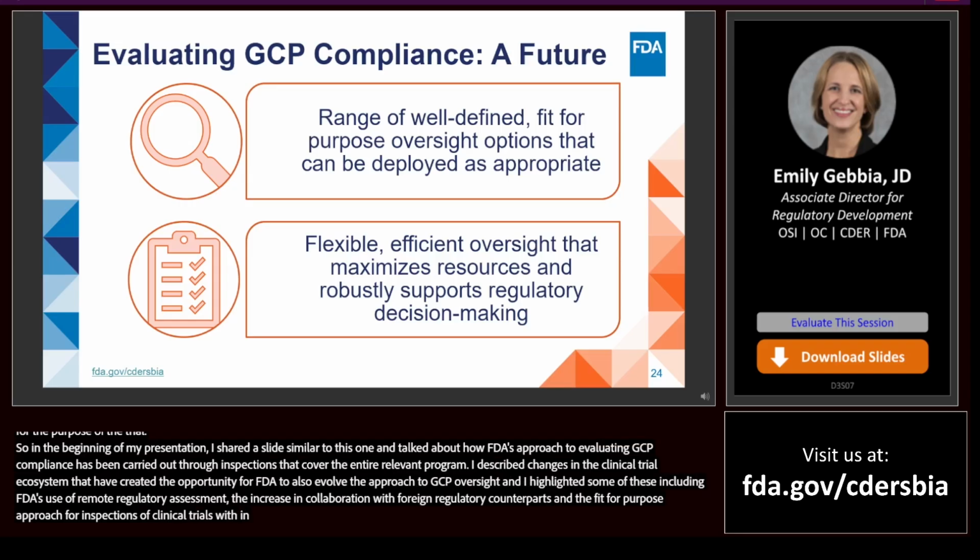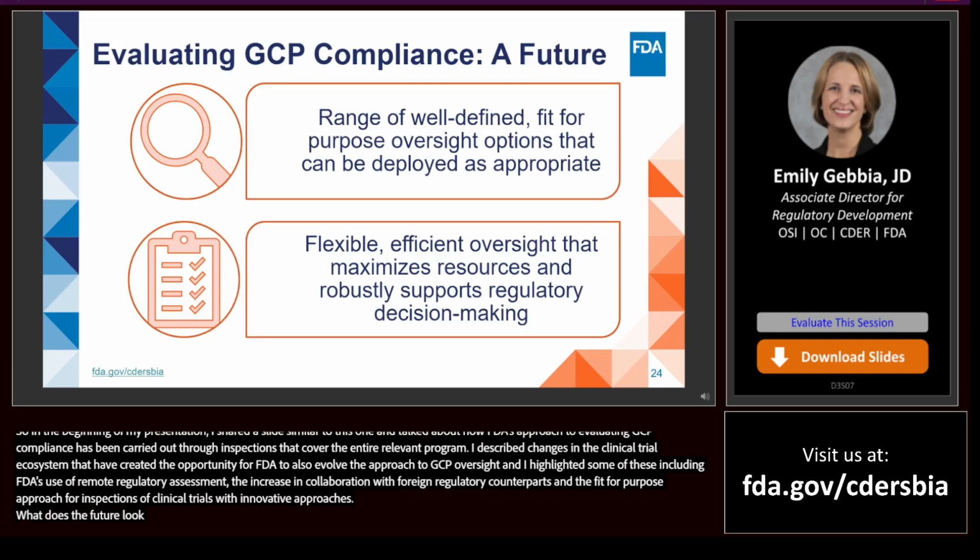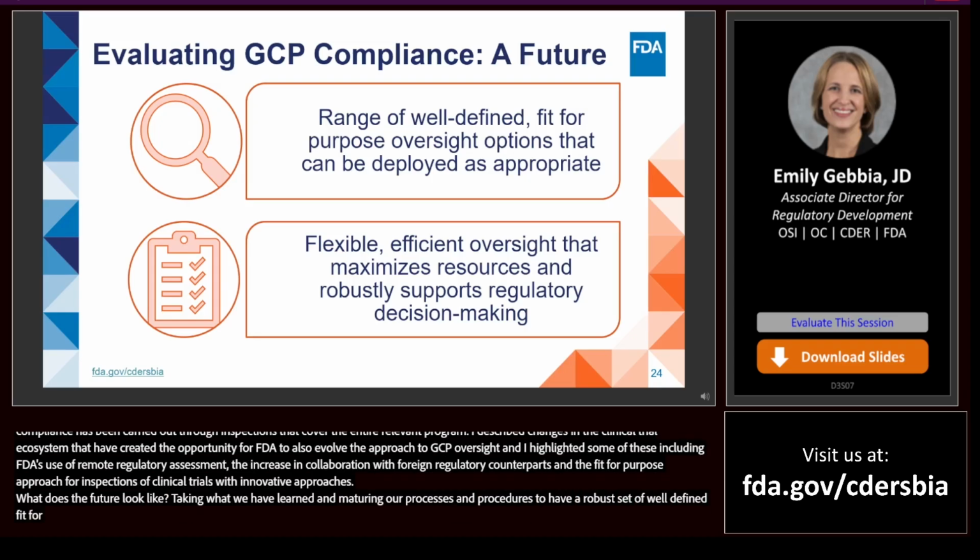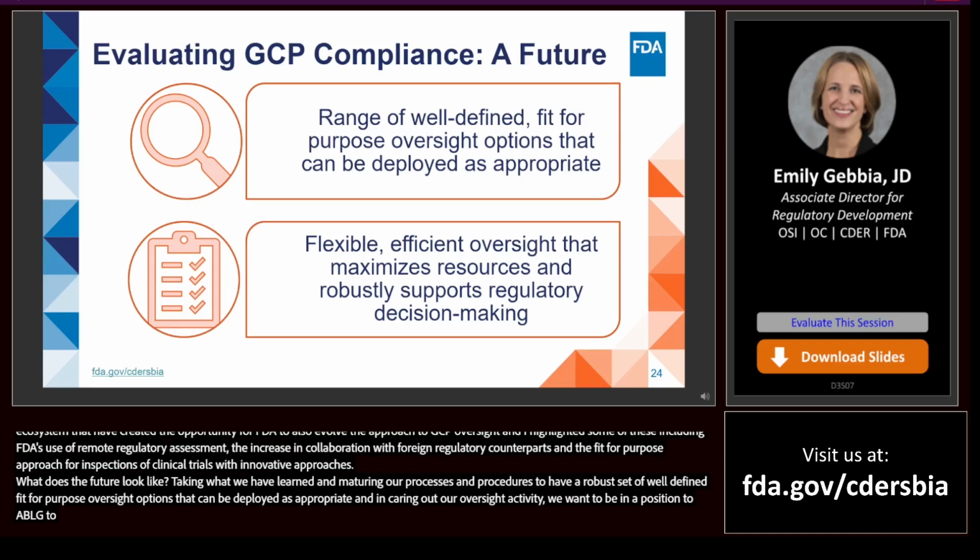So what does the future look like? We're taking the lessons we've learned from the pandemic and working on formalizing and maturing our processes and procedures so that we have a robust set of well-defined and fit-for-purpose oversight options that can be deployed as appropriate. And in carrying out our oversight activities, we want to be in a position to be able to take approaches that are flexible and efficient to maximize our resources while robustly supporting regulatory decision-making.